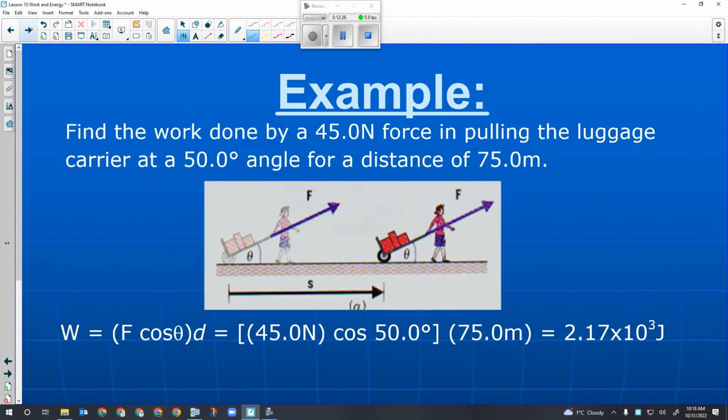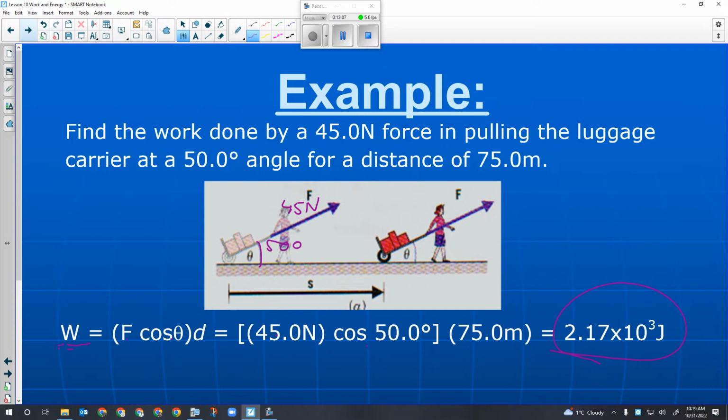Okay, so let's look at this example right here, because we have the answer on the board already. We have a 45 Newton force. So this force here is 45 Newtons. Okay, and they tell us that the angle is 50 degrees. And we're going to pull that thing 75 meters. Okay, so we would simply calculate the work by going work is F cos of theta, so that would be 45 Newtons times the cos of 50, times distance, times 75 meters. Here's how much work would be required to do that: 2.17 times 10 to the 3 joules.